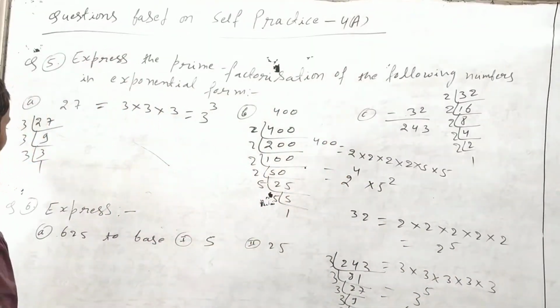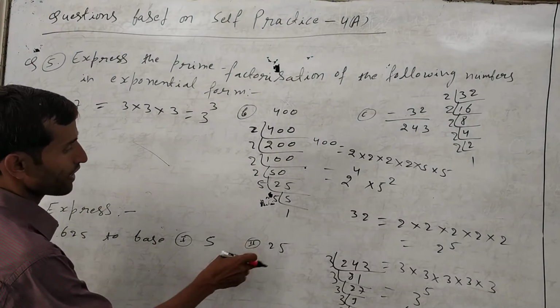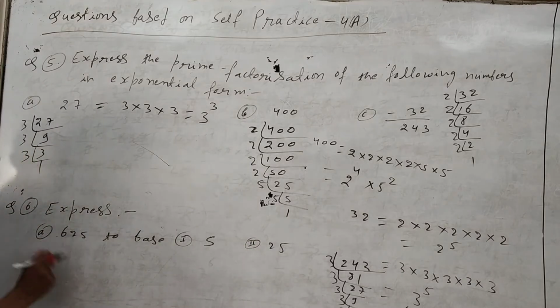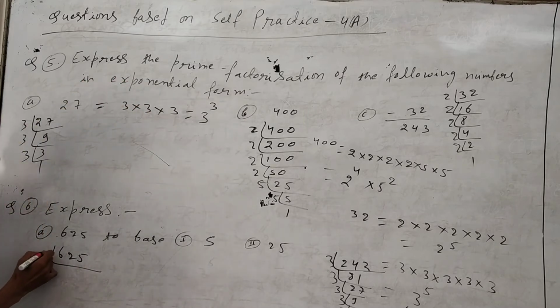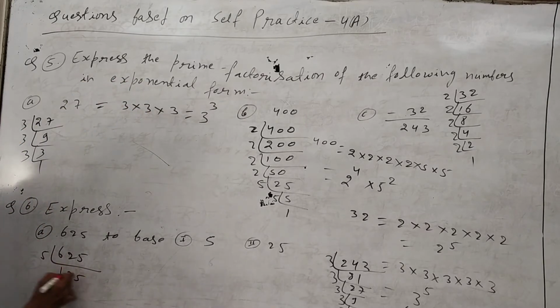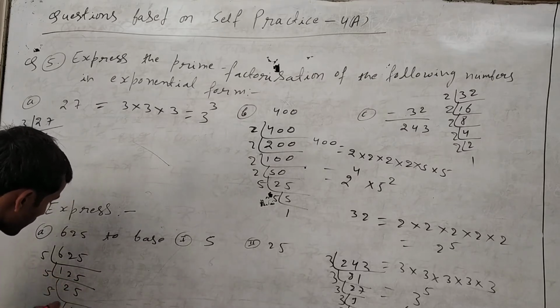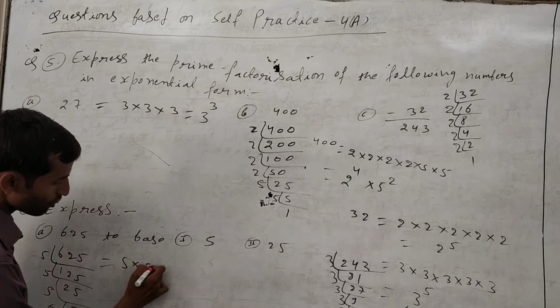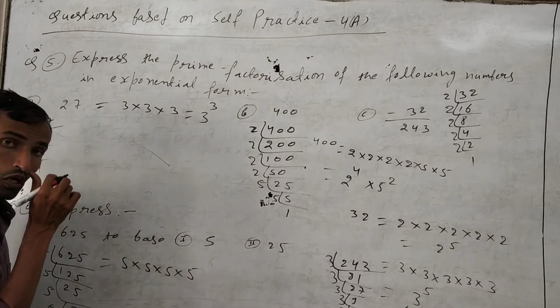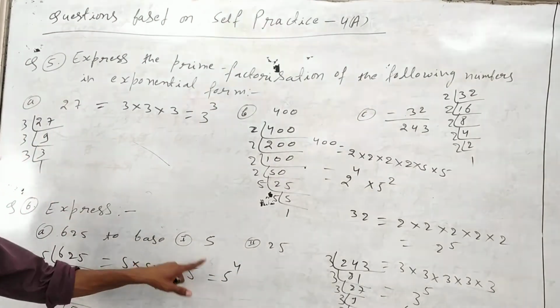Next one. Here express 625 as a base 5 and as a base 25. First of all we factorize 625 by prime factorization. Same method we did here. 625 divided by 5, 125 will come. Again divided by 5, 25 will come. Again divided by 5, 5 will come. Then divided by 5, 1 will come. So 5 into 5 into 5 into 5, 4 times, not 5 times, 4 times. So we write 5 power 4. The first answer is 5 power 4.